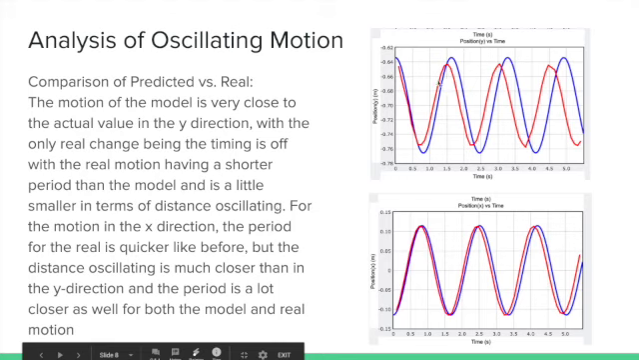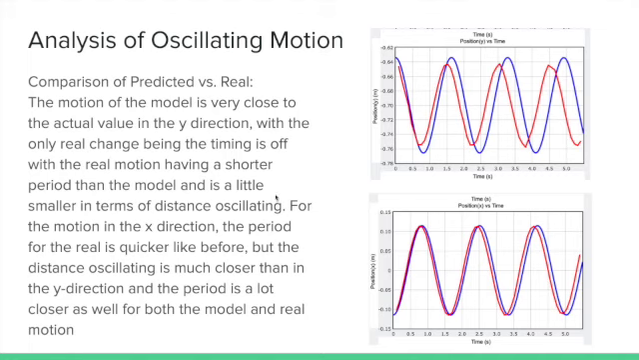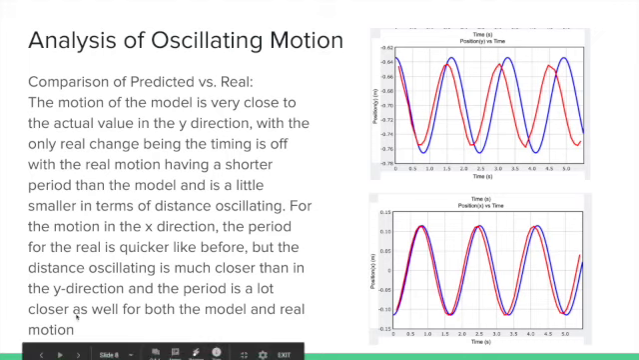Then, as the analysis, we can say that the motion model is very close to the actual value in the y direction, with the only real change being the timing is off, and the real motion having a shorter period than the model, and a little smaller distance oscillating for the motion in the x direction. The period for the real motion was quicker like before, but the distance oscillating was much closer in the y direction, and the period is a lot closer to the model than the real one, which is based on the x period rather than the y period.